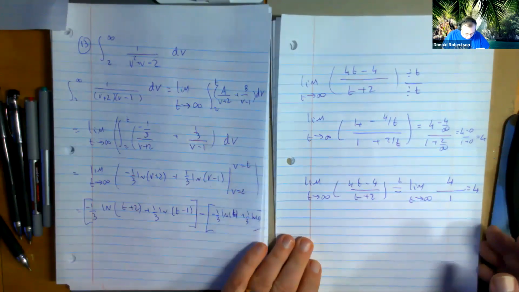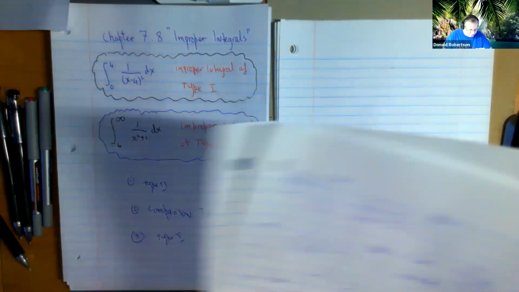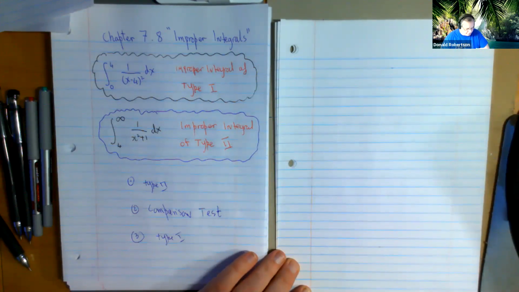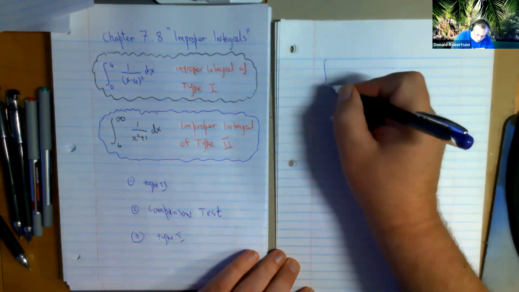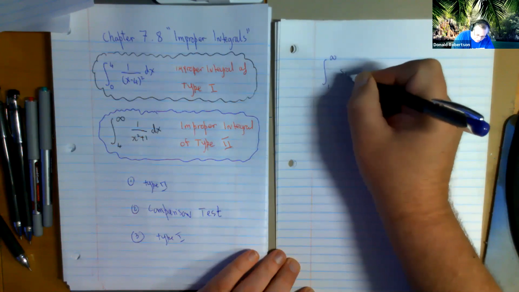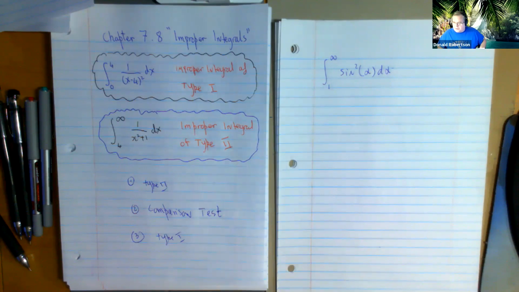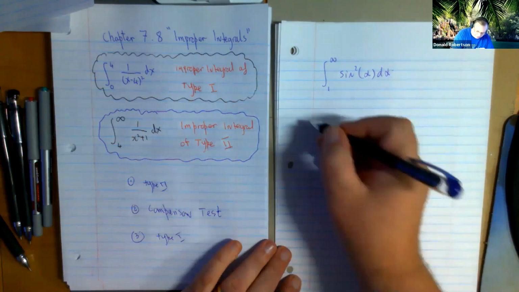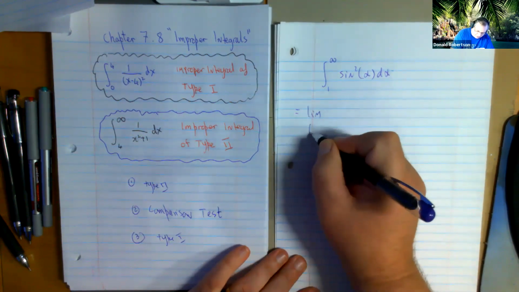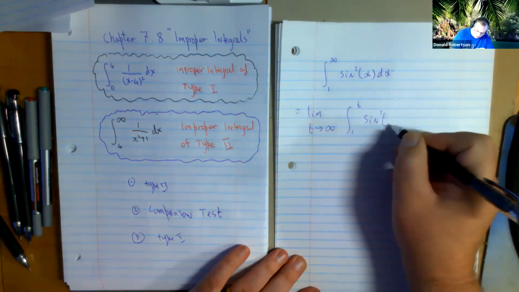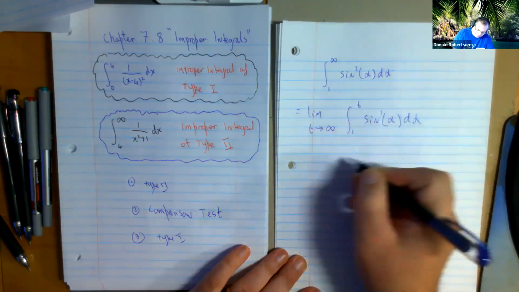So quite a long one, but kind of needed to do it. Next one's going to be a very short one, and then we can move on to the comparison test. I'll just do it. I can't remember what it was. 1 to infinity of sine squared alpha, d alpha. That's whatever the question is. There's a question like that in the homework. So it's going to be turned into the limit as t tends to infinity of the integral from 1 to t of sine squared alpha d alpha.